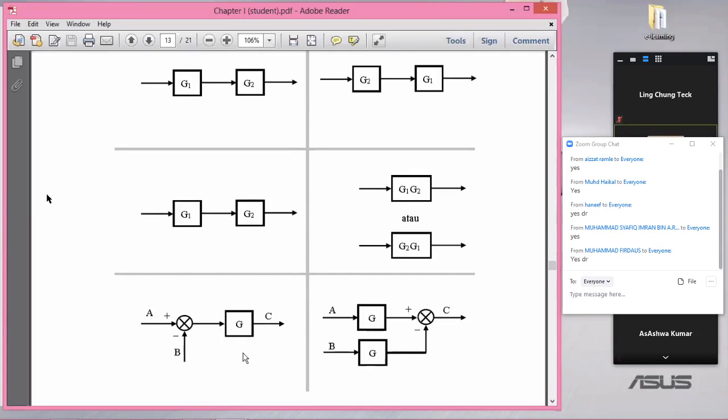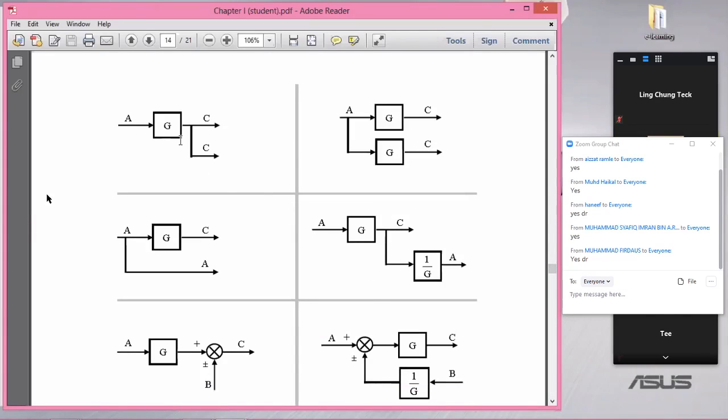Okay, here also you can move the summing junction from behind the block to in front of the block, as long as you don't change the signal. So here C is A minus B multiplied by G. In this case, C is equal to A multiplied by G minus B multiplied by G. It produces the same signal. So we say that these two block diagrams are equivalent. You can replace one with the other without changing the original block diagram.